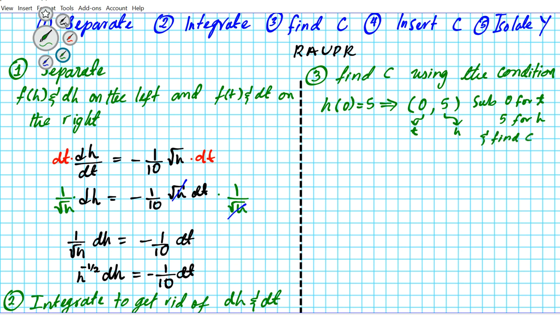Let's do it. So let's rewrite the equation that we had before. Okay, so it was 2 root h is equal to negative 1 over 10 t plus c. Okay, so let's plug it in. We have 2 root 5 is equal to negative 1 over 10 times 0 plus c. Okay, this is 0, so we simply have c. Our c value is 2 root 5. Bam.